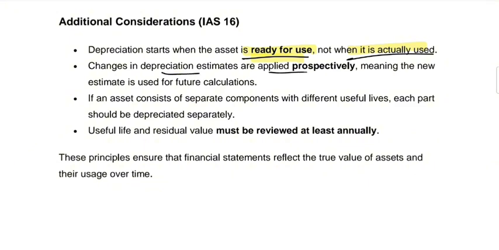Changes in depreciation estimates are applied prospectively, meaning the new estimate is used for future calculations. We will be looking at these types of calculations in the future, but what it means is that, because it depends upon the entity's judgment to decide whether to go for straight line or reducing balance method, sometimes the entity might change their mind and think that this asset is not going to follow reducing balance, rather it is going to follow more of a straight line trend. When the entity decides to do that, from that point of decision and onwards, you will only apply the policy which you decide.